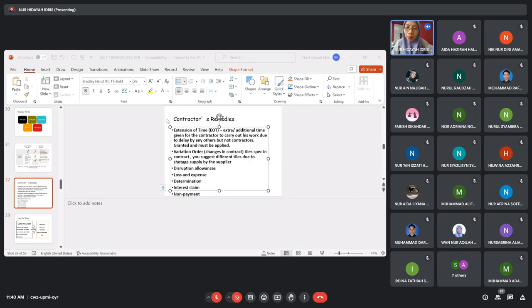Then what do you do, Sabrina, after you know you have credit exemption? Apply for it. Yes. Okay. Same as extension of time. If you don't apply for it, you won't get it.